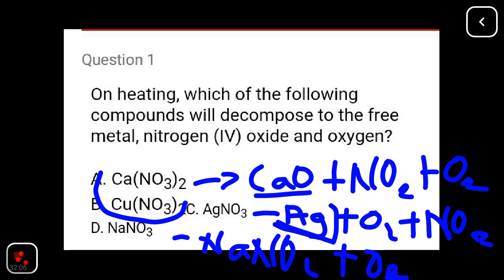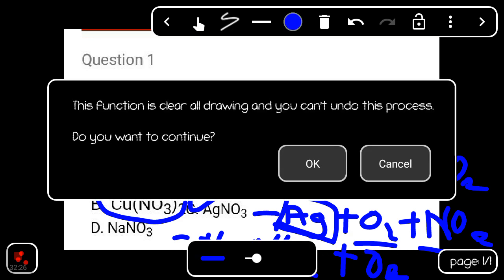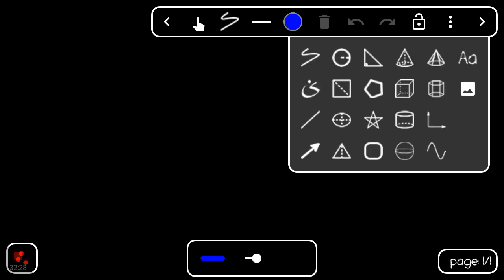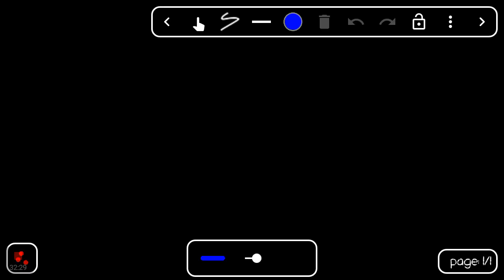So it's only this one that forms free metal. What's the meaning of free metal? It's just metal on its own, nothing attached. Nitrogen dioxide, that's nitrogen 4 oxide if you like, and oxygen. So option C is the right answer for this question. So easy. So let's go to the next question.